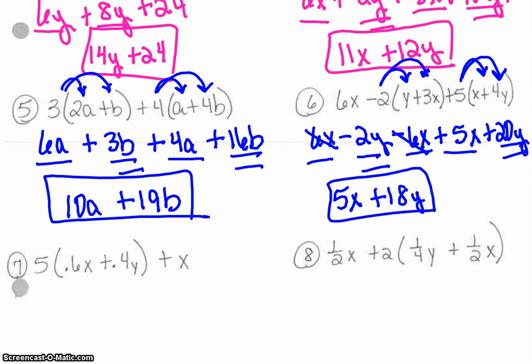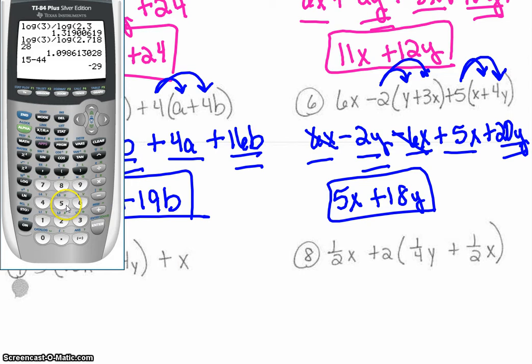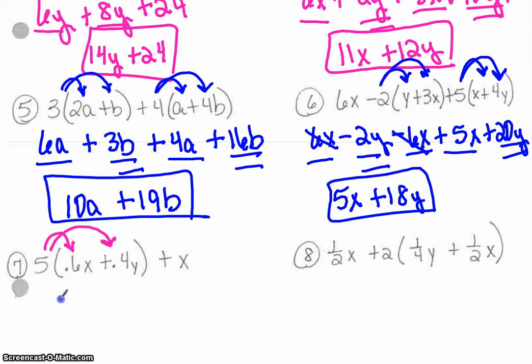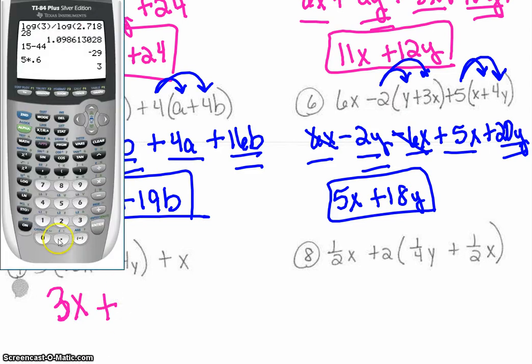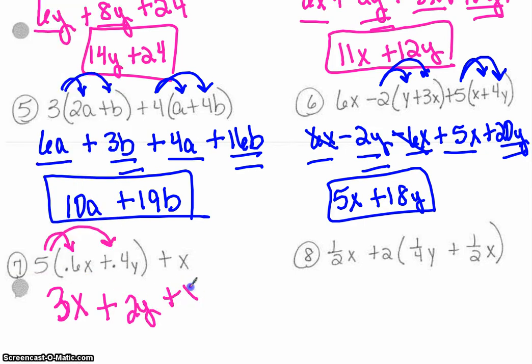Moving down to the next one. I see decimals. Do not panic. We have a calculator. It is no big deal. You're going to distribute your 5. So 5 times 0.6, you simply take your calculator and say 5 times 0.6, and you get 3. So it is 3x plus, and take your calculator, 5 times 0.4, don't worry about these decimals, is 2. So 2y plus x, that just had to come down. So your x's are going to combine and give you 4x and bring down your plus 2y.